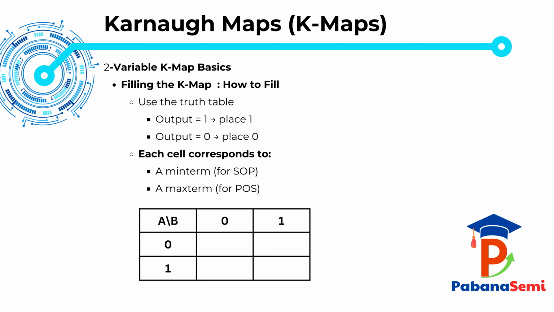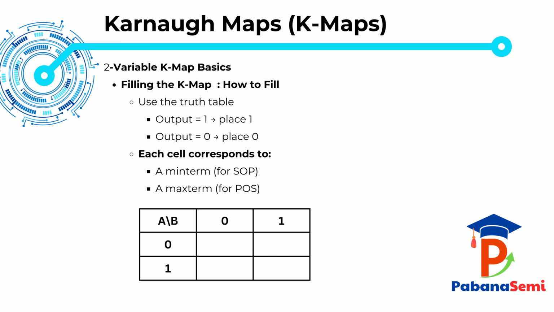Understanding the layout. Look at the K-map shown below. The rows represent variable A. The columns represent variable B. For example, row A equals 0 and column B equals 0 corresponds to input AB equals 0, 0. Row A equals 0 and column B equals 1 corresponds to 0, 1. Row A equals 1 and column B equals 0 corresponds to 10. Row A equals 1 and column B equals 1 corresponds to 11.